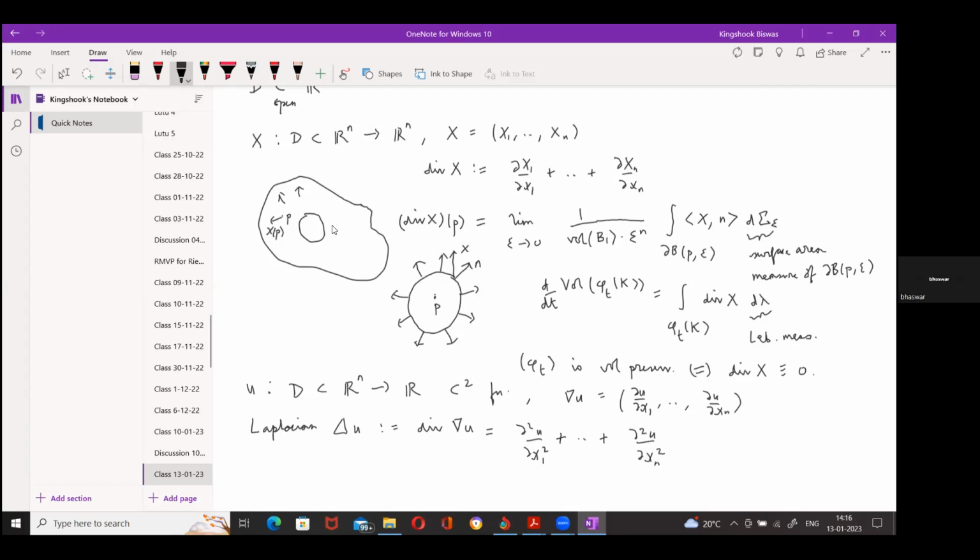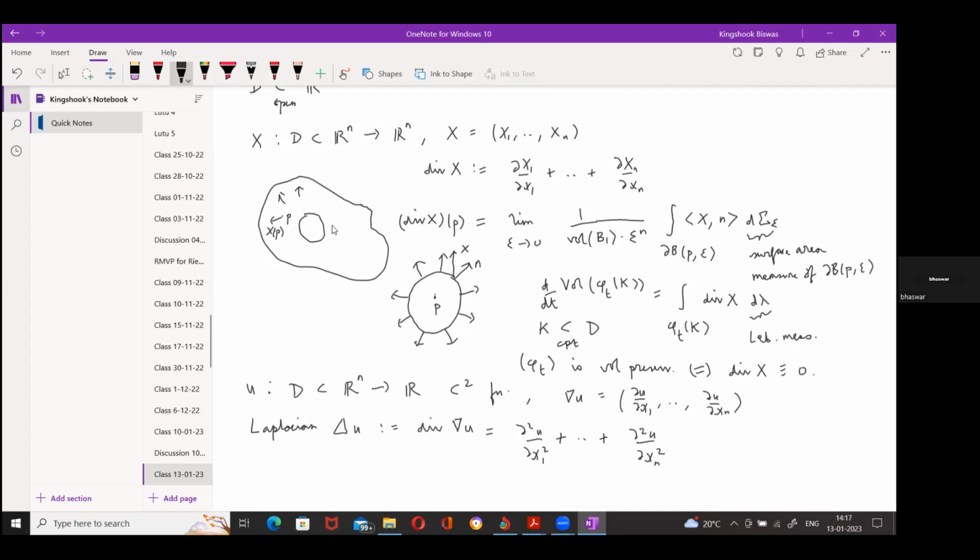Excuse me, I have a question. So what was K here? Just some surface? K is a compact set in Rn. K is a compact set in the domain D. So it could be a ball. Let's say K could be a ball in the domain.